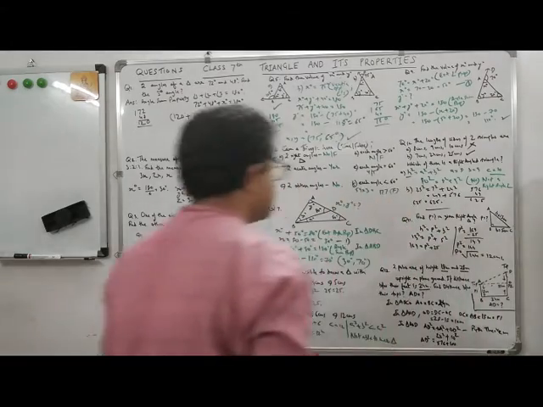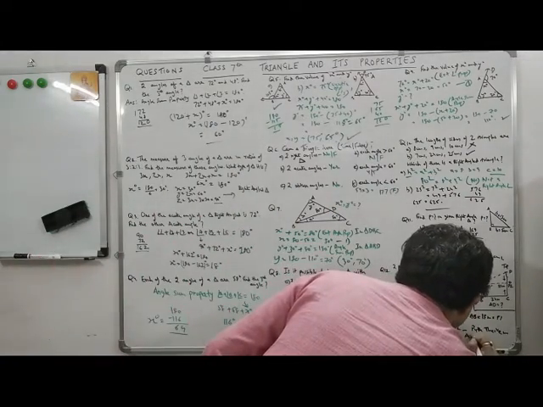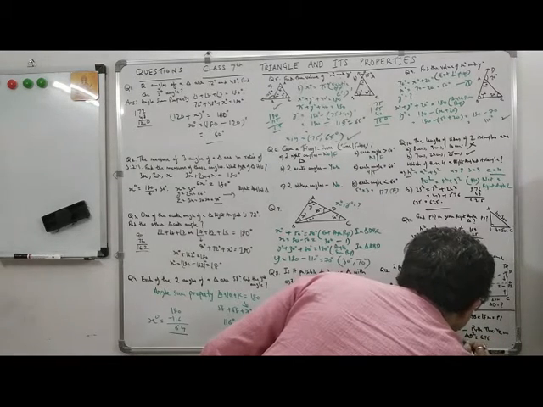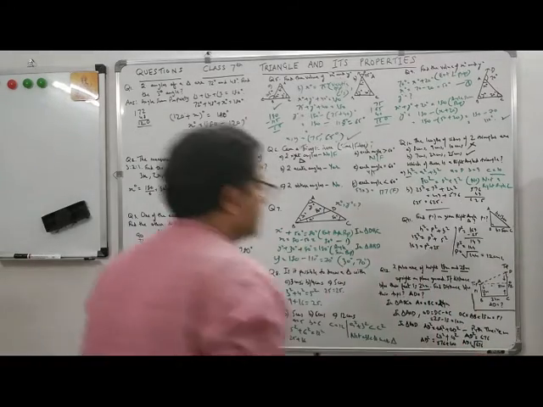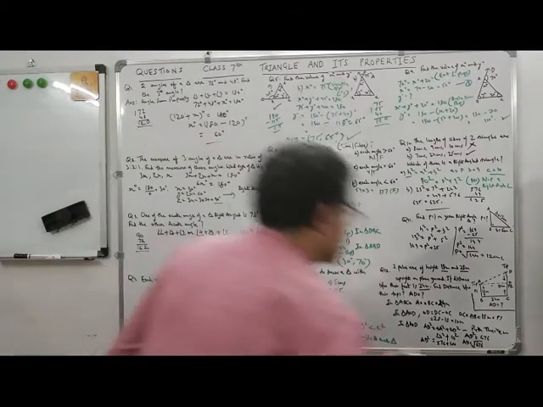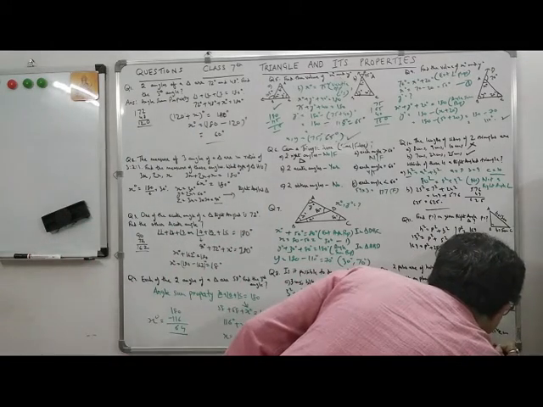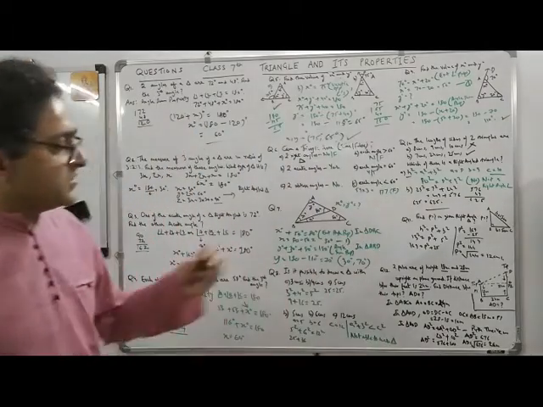Or you can write AD square is equal to 676. So AD will be square root of 676, which is 26 meters. Simple. 26 meters is the answer.